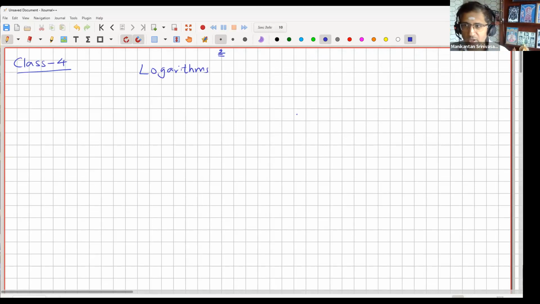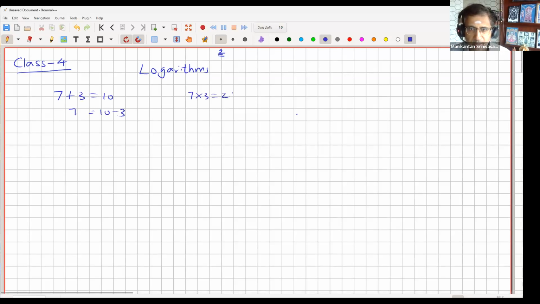Okay, so you can think of logarithm as a reverse process of exponentiation. It's just like you can write any problem. You can write 7 plus 3 is 10. You can also write 10 minus 3 is 7, right? So addition and subtraction are sort of related. Similarly, 7 into 3 equal to 21, and then you can write 21 by 3 is 7. So multiplication and division are related, right? Same thing for exponentiation and logarithm.